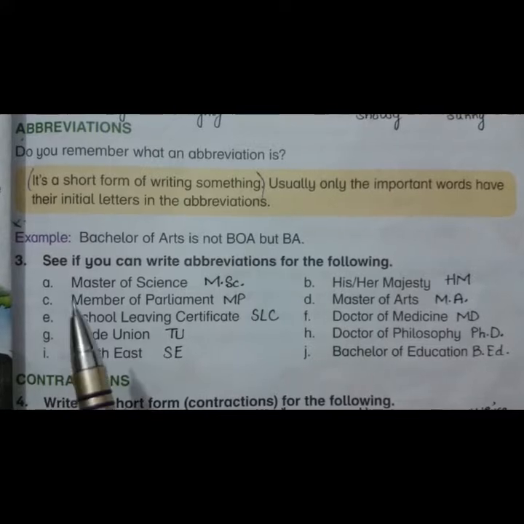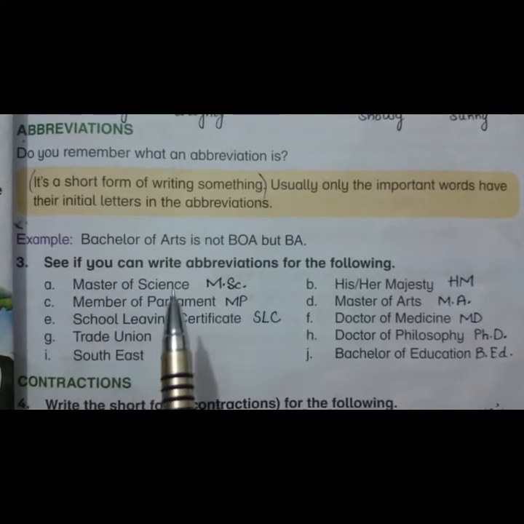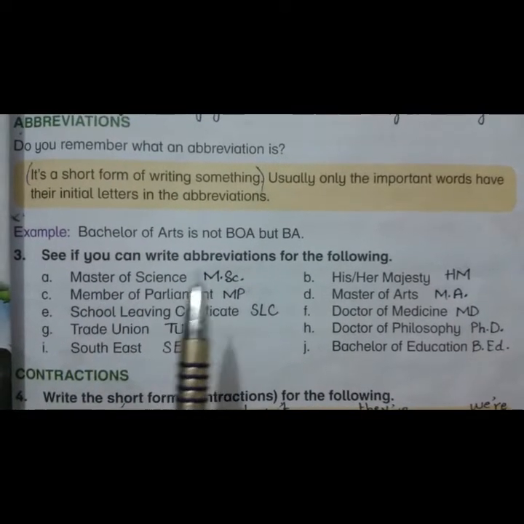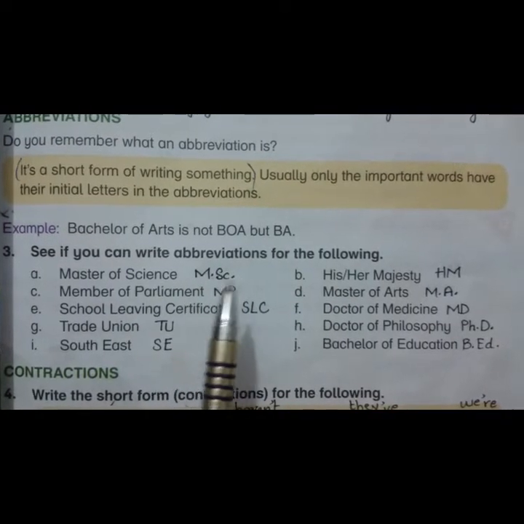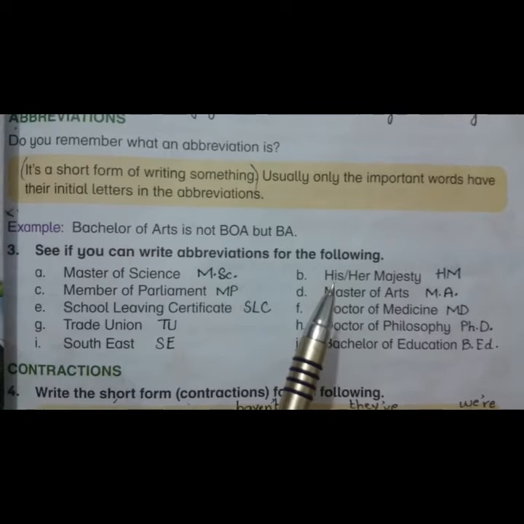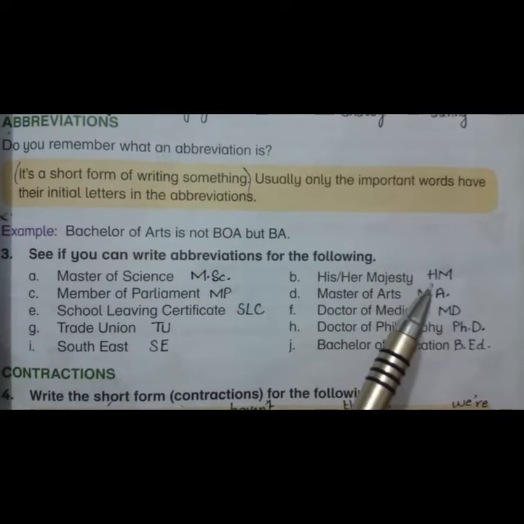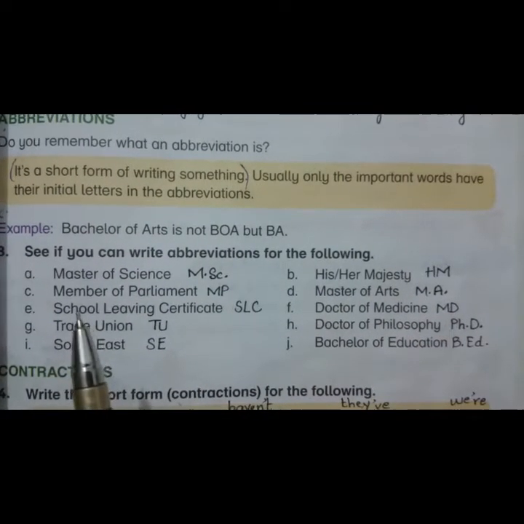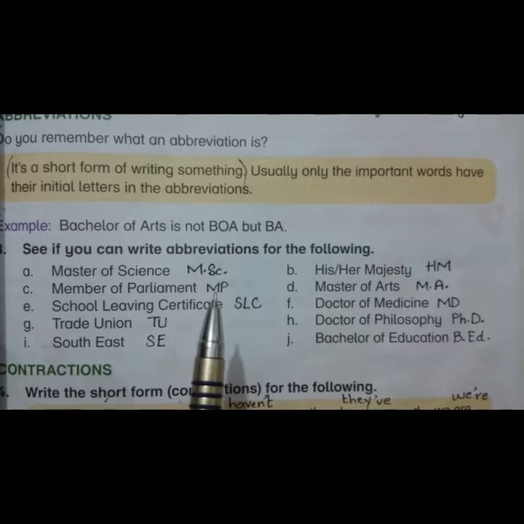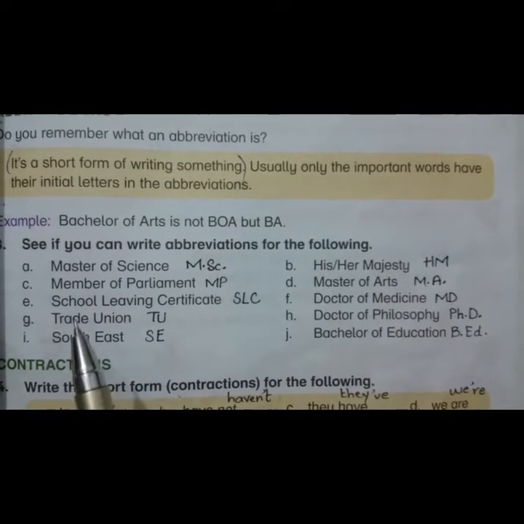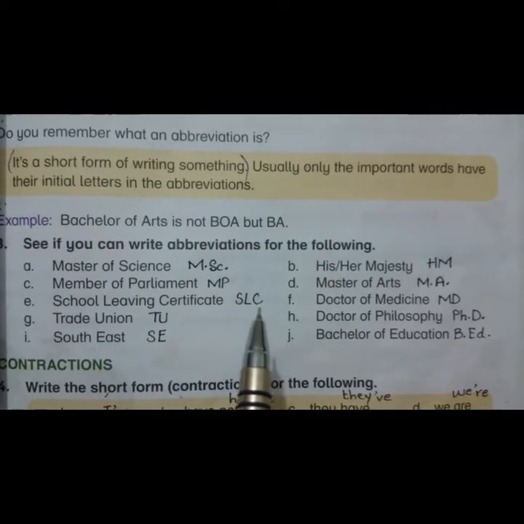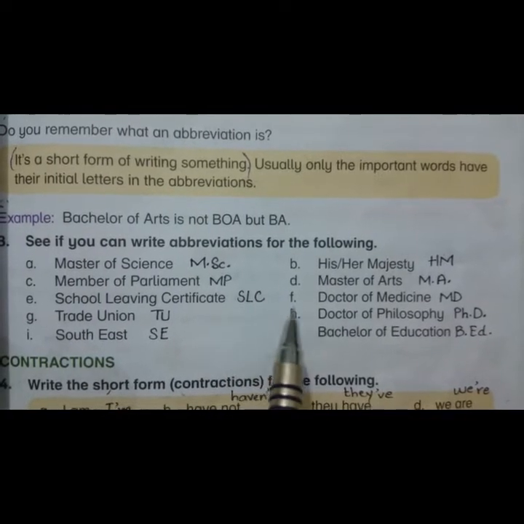So let's begin with the first one, that is Master of Science. The Master of Science can be written as M.Sc, with double dots. His or Her Majesty will be HM. Member of Parliament will be MP. Master of Arts will be MA with double dots. School Leaving Certificate will be SLC, capital SLC.